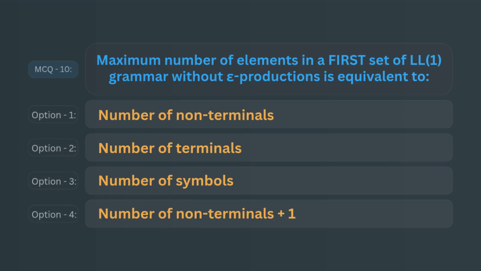When a question asks for the maximum limit of a set, you have to look at the boundaries of the grammar. Since the question clearly states that empty strings called epsilon are not allowed, the absolute maximum size of the set is simply limited by the total pool of building blocks available in that grammar.